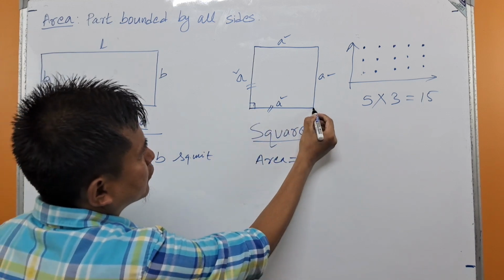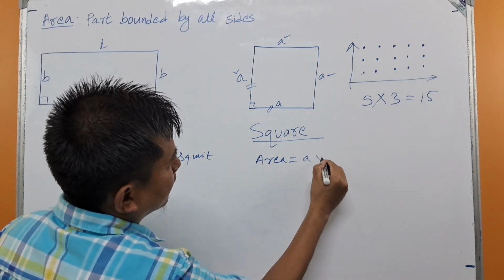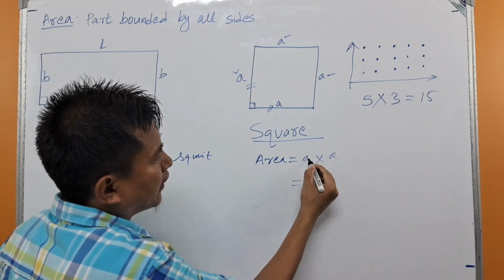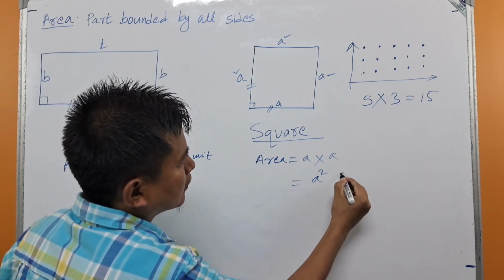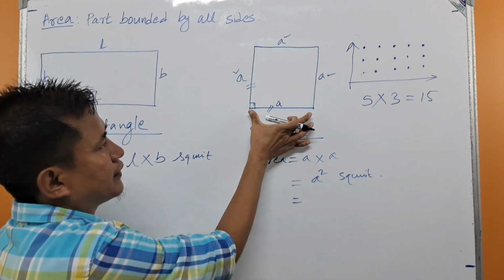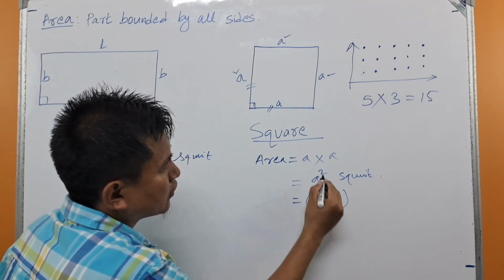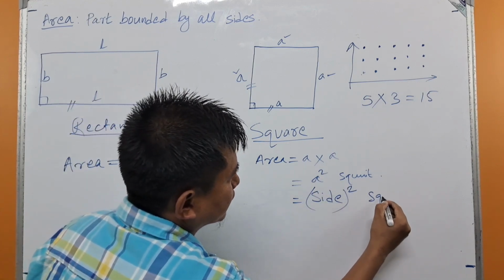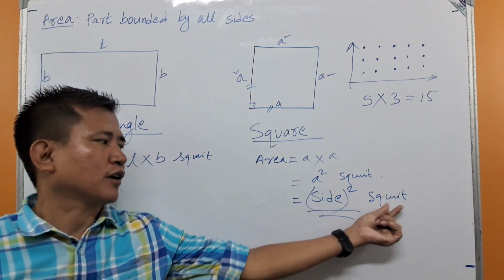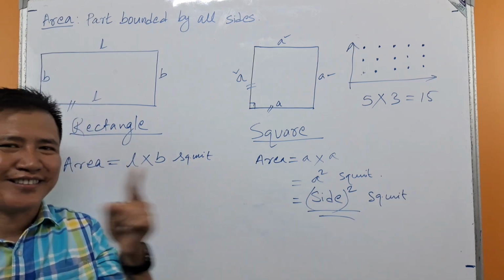This side, from this point to this point is A unit, isn't it? From this point to this point is A, into this point to this point is A. A into A is A square unit. Okay, so A means length of each side, isn't it? So A means side square unit. So the formula for area of square is side square unit, and the formula for area of rectangle is length into breadth square unit. I hope you got this.